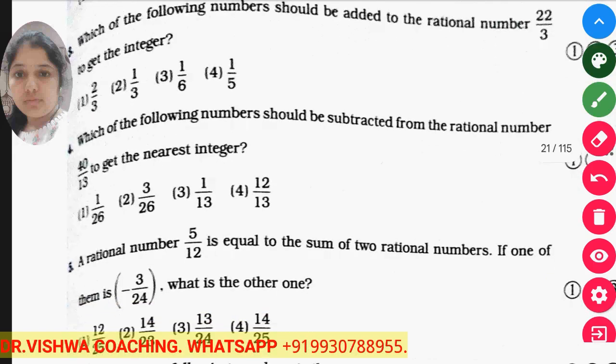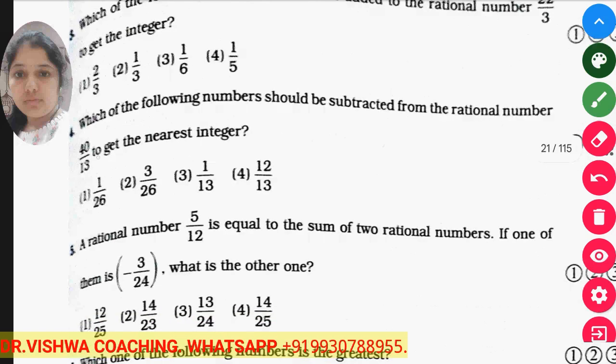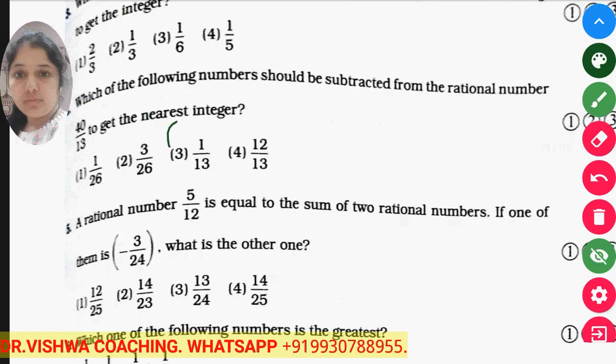Okay. Now, which number should be subtracted from the rational number to get the nearest integer? Again, you have to do the same thing, because you have to find the numerator such that you can divide it by the denominator. So 1 by 13 is the correct option. When we subtract 1 by 13 from 40 by 13, we get 39 upon 13, which is divisible. So 3 is the answer.